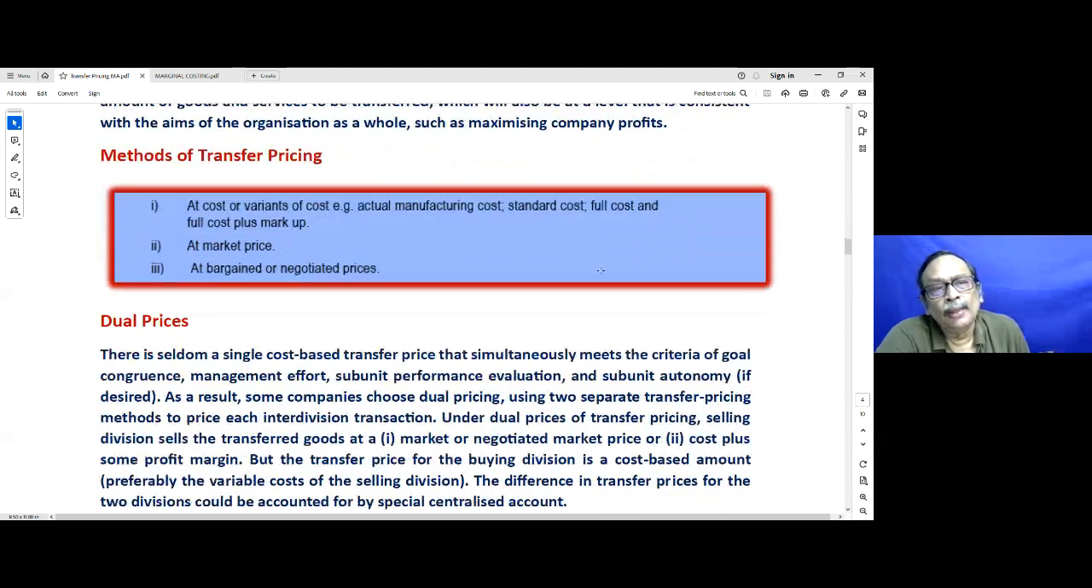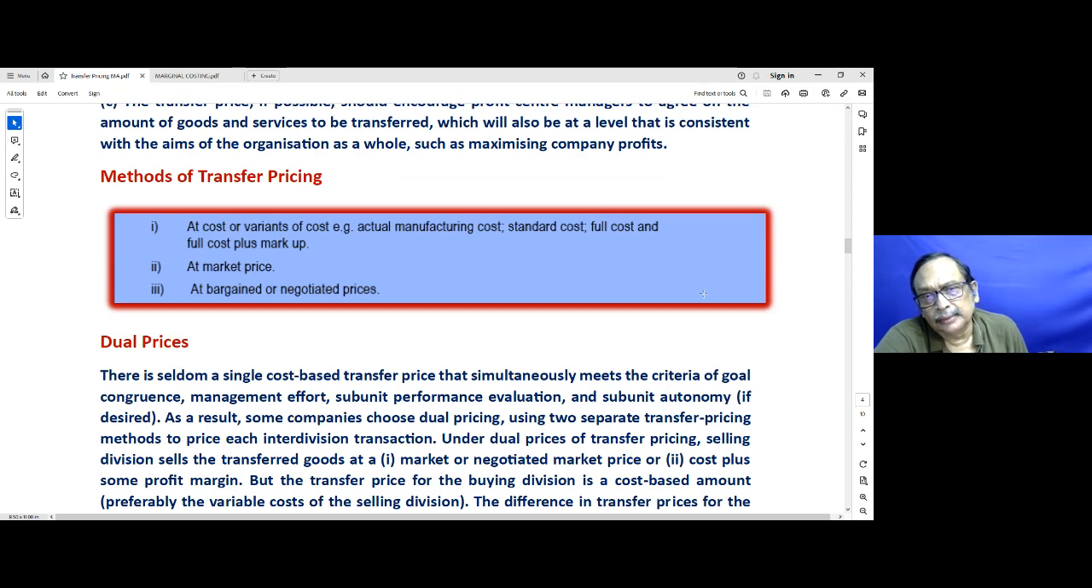Now we are coming to methods of transfer pricing. Transfer price may be of different types. The number one is at cost or variance of cost, namely actual manufacturing cost, standard cost, then full cost, and full cost plus markup. So transfer price may be at cost or different variance of cost. For example, actual manufacturing cost, standard cost, full cost, and full cost plus markup. So there are different transfer pricing methods. Each method of pricing has certain advantages and disadvantages.